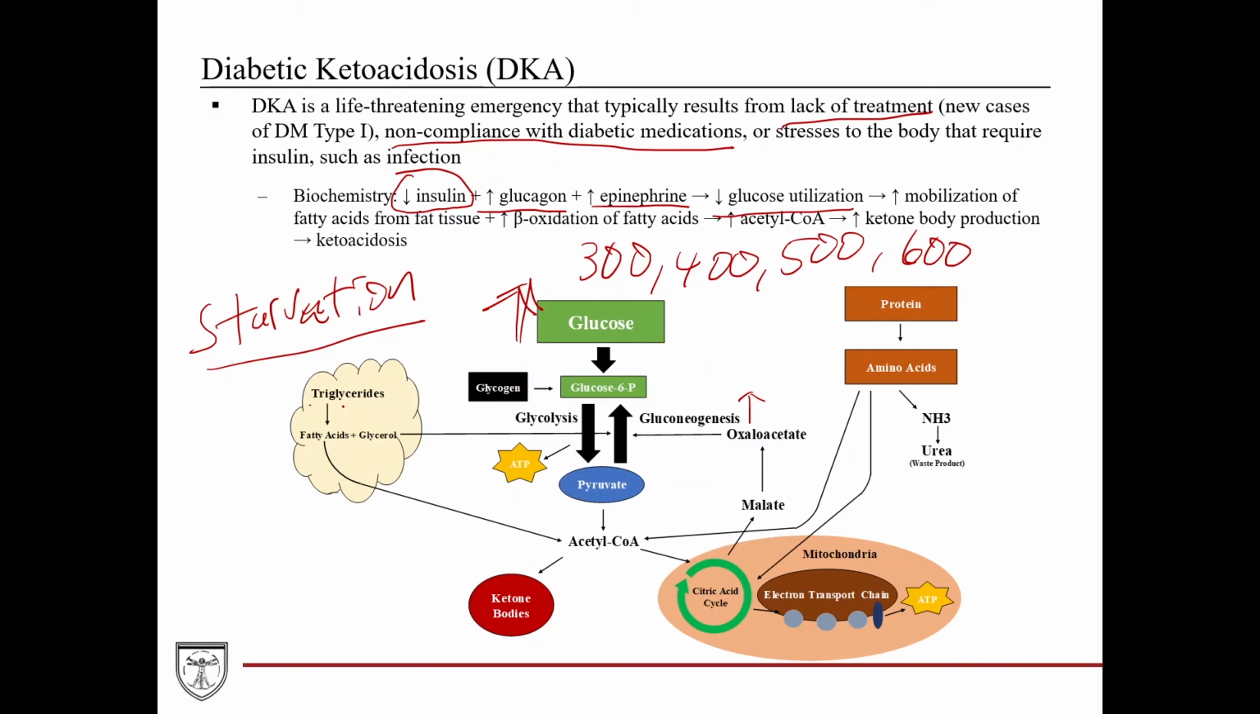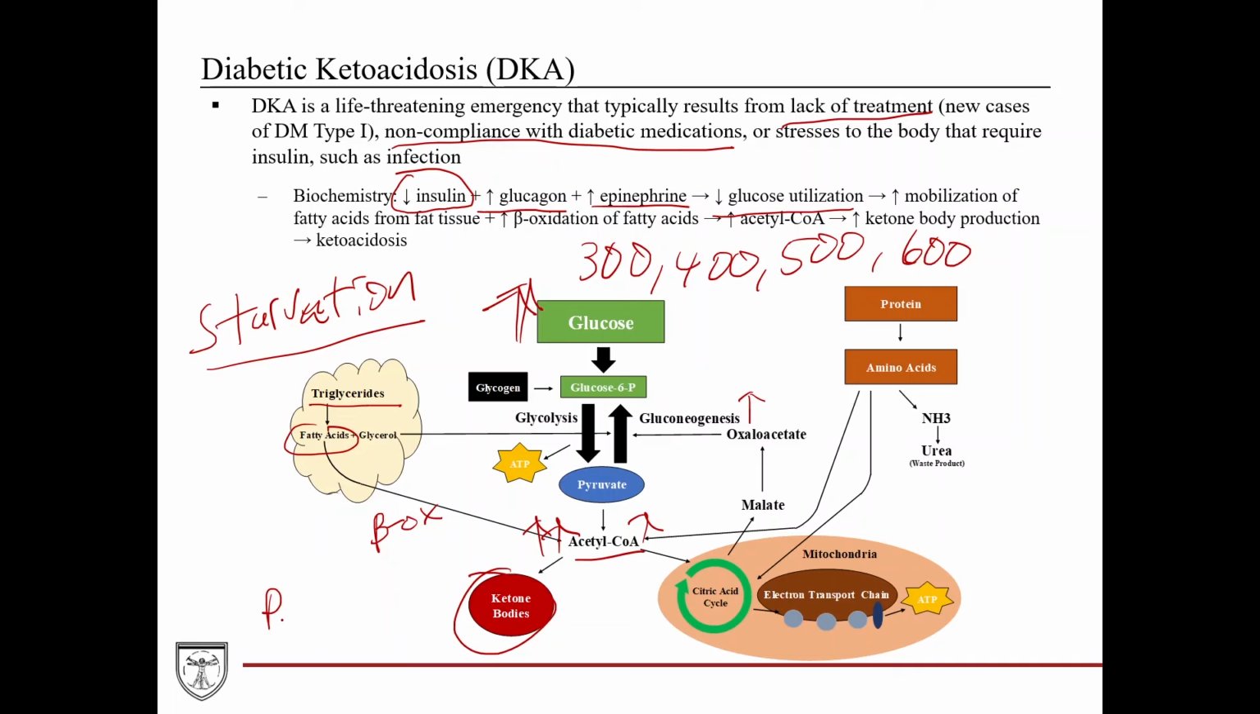So you'll see breakdown of triglycerides into fatty acids. Then you see beta oxidation of fatty acids to create acetyl-CoA. So you see a significant buildup of acetyl-CoA. You can see breakdown of proteins into amino acids and so on. The big thing though is eventually it's all going to lead back to increasing acetyl-CoA. And then acetyl-CoA gets used to make ketone bodies because you're in a starving state.